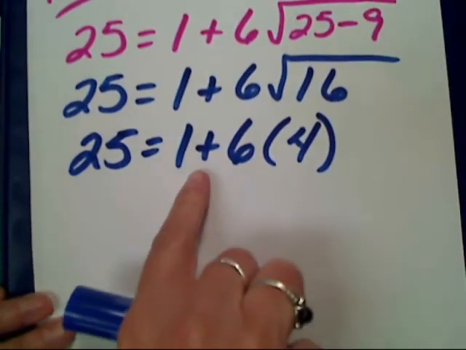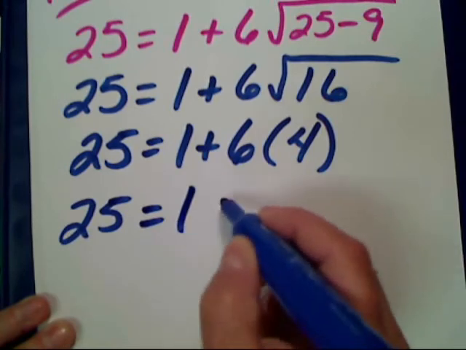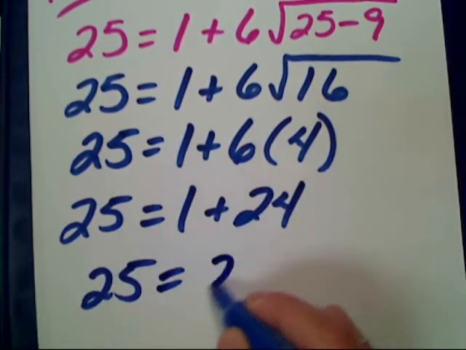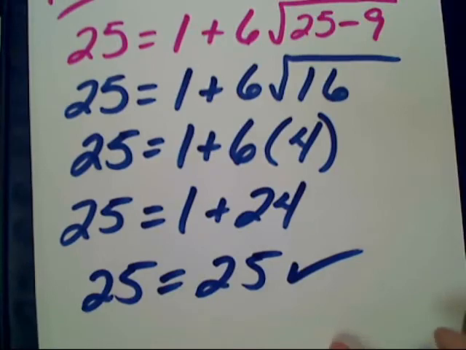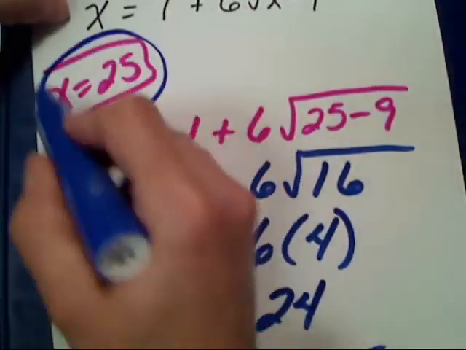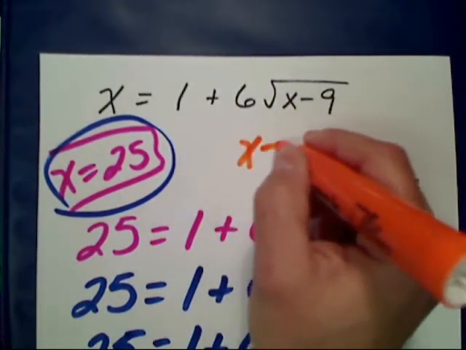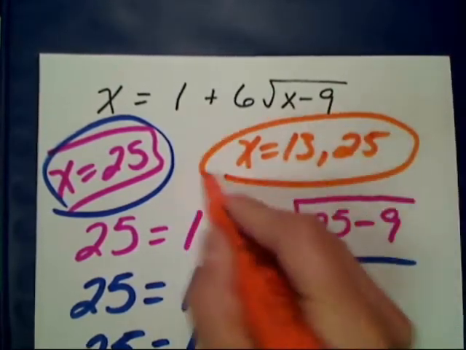And now we have addition and multiplication. Order of operations says we do the multiplication first. Oh, look at that. That one checks too. So in this problem, both of our solutions check. So the answer to our equation is that x equals 13 or x is equal to 25.